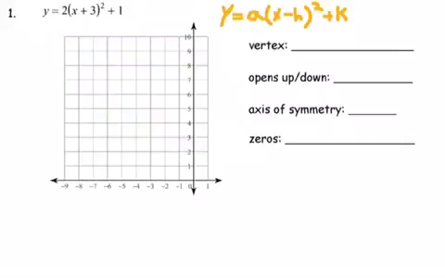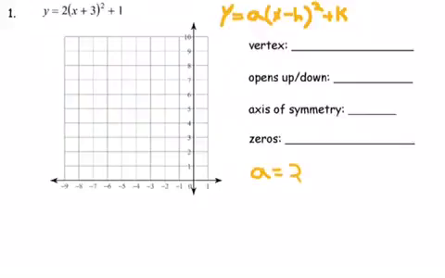So hopefully you were able to identify our a, our h, and our k in the expression to the left here. If we look at the general expression, we see that the a is the number in front of the parentheses being squared. So I find my parentheses that are squared, and I look at the number in front of the parentheses. In this case, it's a 2.